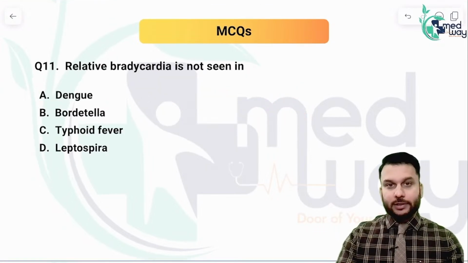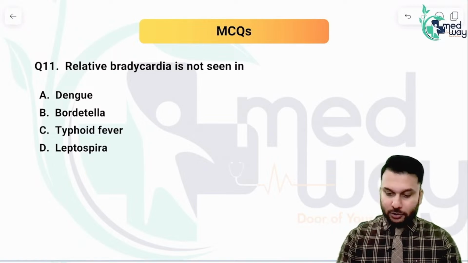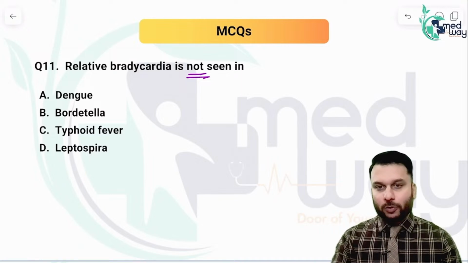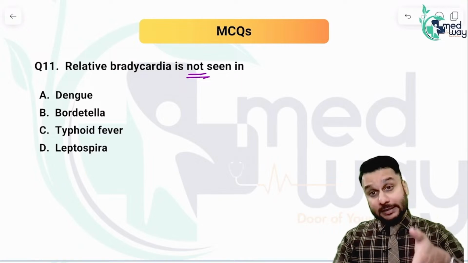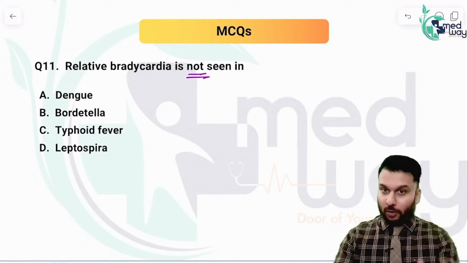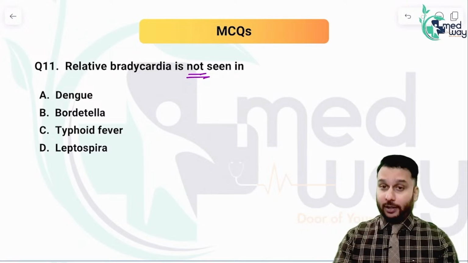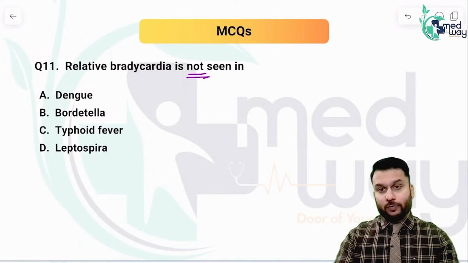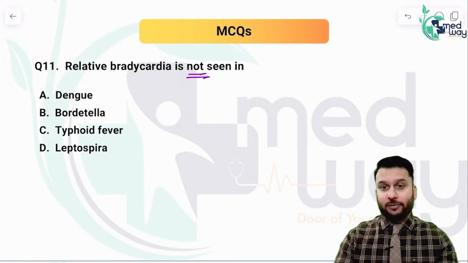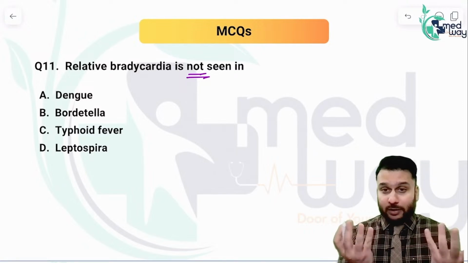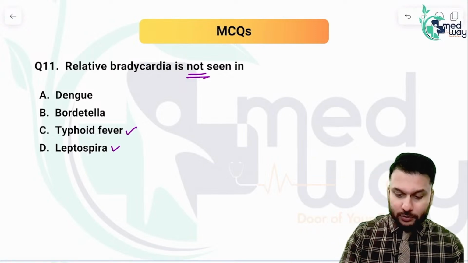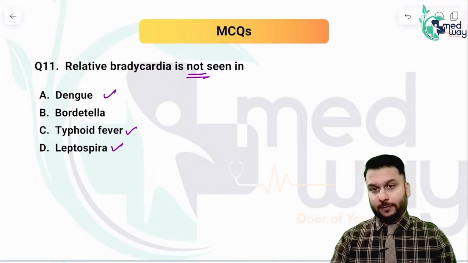Fine. Next is relative bradycardia is not seen in. See, this question, I'm not really sure whether they asked relative bradycardia is seen in or not seen in. And there were options that were given, sir, that came. So if they ask relative bradycardia is seen in, then this becomes a very difficult, or in fact a controversial question. Why? Because it is seen in all these three things.